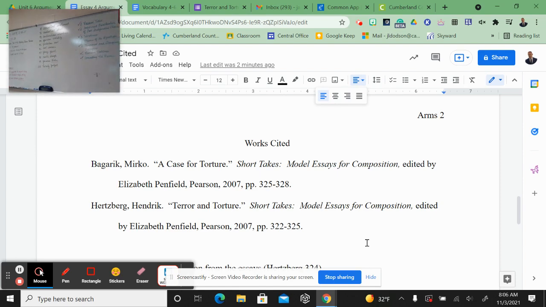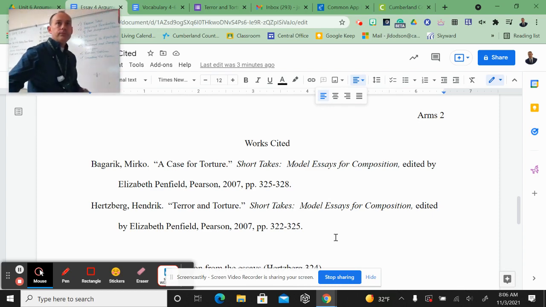The next thing that comes in a work from an anthology, which that's what this is, the title of the essay enclosed in quotation marks. So a case for torture, the period goes inside the quotation marks. Then you have the name of the work, which is the name of the book that it came from. It's going to be italicized because that's what you do to the title of a lengthy work. So it's short takes, model essays for composition, comma, edited by, because it's a book with an editor. And in this case, it's author's first name, then last name, comma, the publisher, comma, date of publication, comma, and then the pages that the essay appears on. And so plural pages is PP period, 325 and 328 period.